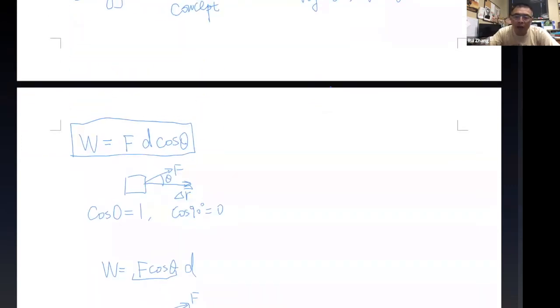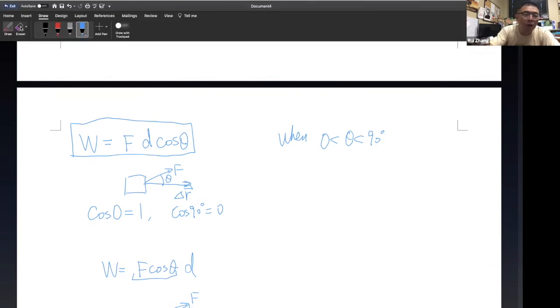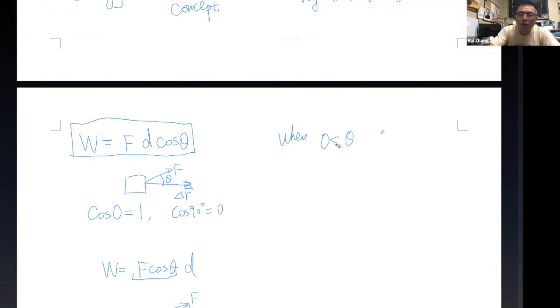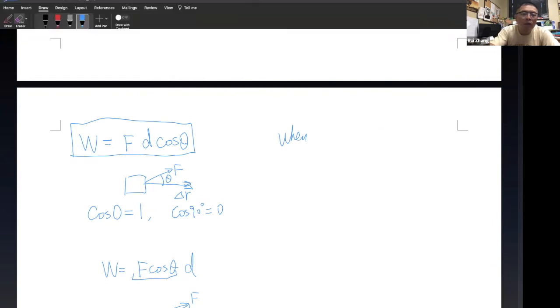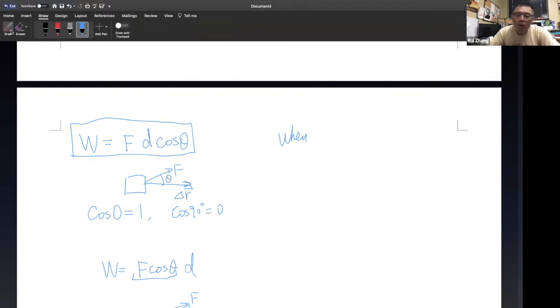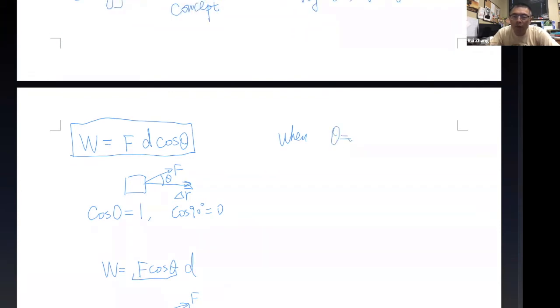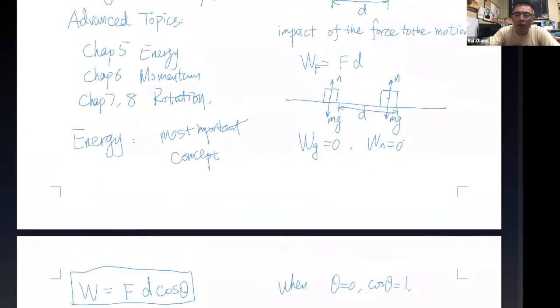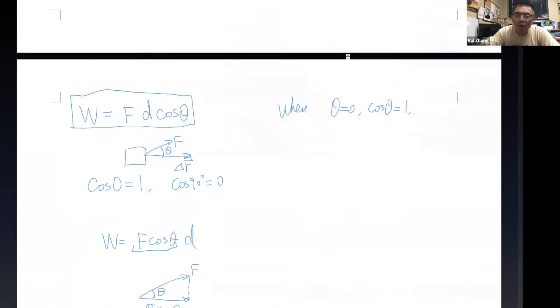Well, it's pretty clear when angle theta is larger than 0 but smaller than 90 degrees. Maybe let me put a full list here. So when theta equals 0, cosine theta equals 1. So you have the first case, the maximum contribution, a maximum and positive contribution.